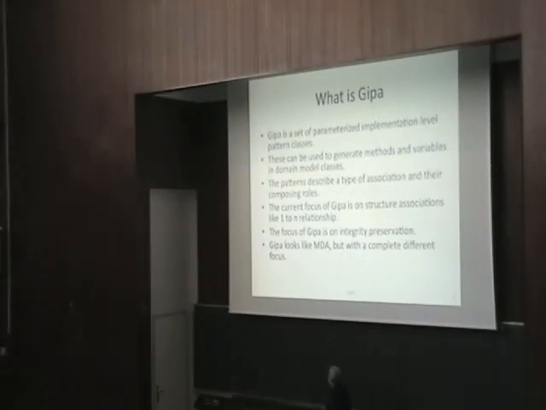What is Gipa? Gipa is a set of parameterized implementation level patterns which are able to create the associations. It is split in a number of roles, and each role is implemented by one or more classes. The pattern describes the type of association, and the current focus of Gipa is on pure associations like the 1-to-N, N-to-M, 1-to-1 association, but it goes much further. It is actually just generating integrity level patterns.